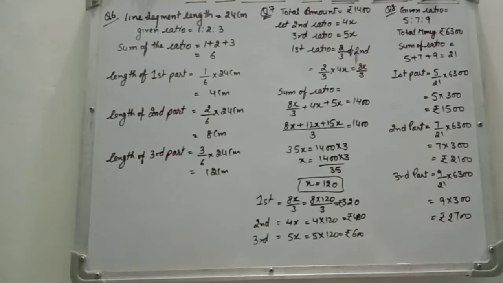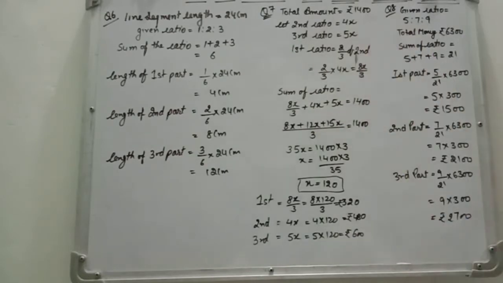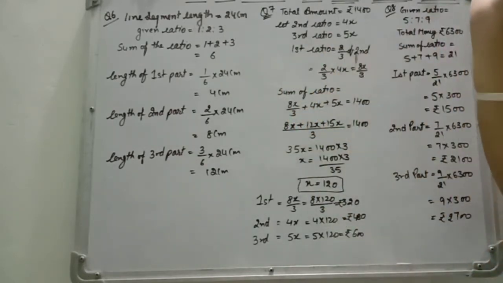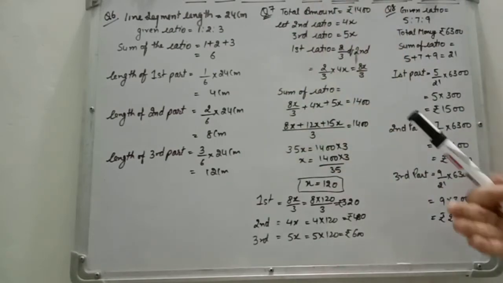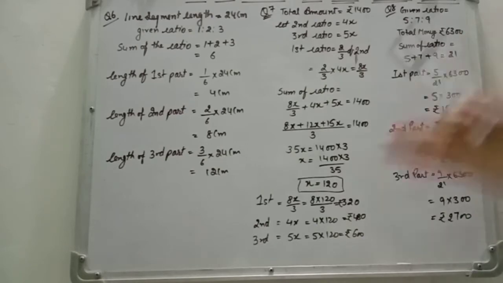First of all, a student asked regarding question number 6. In question number 6, the length of the line segment is given as 24 centimeters and the ratio is given as 1:2:3. We have to find the length of the first part, the second part and the third part. This is a very easy question.